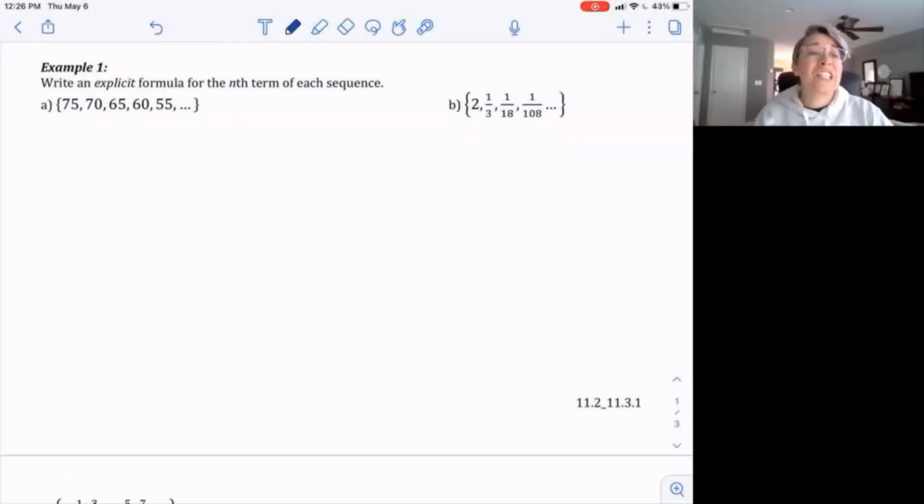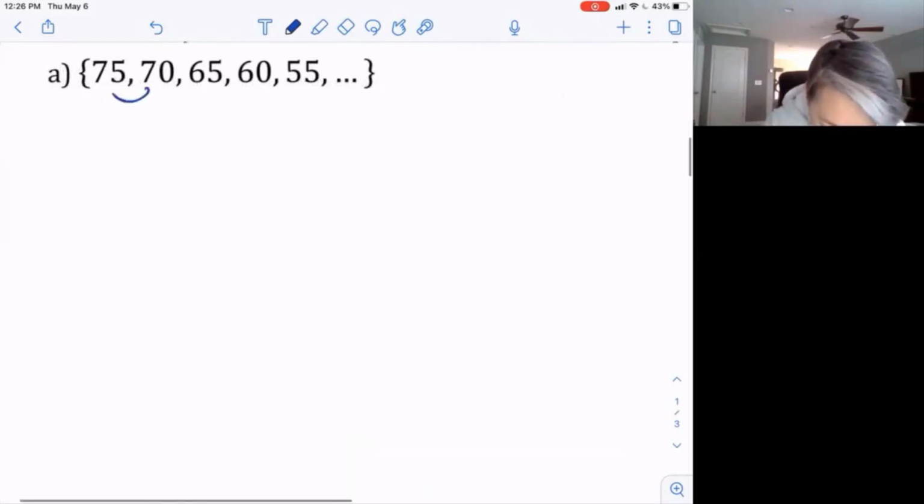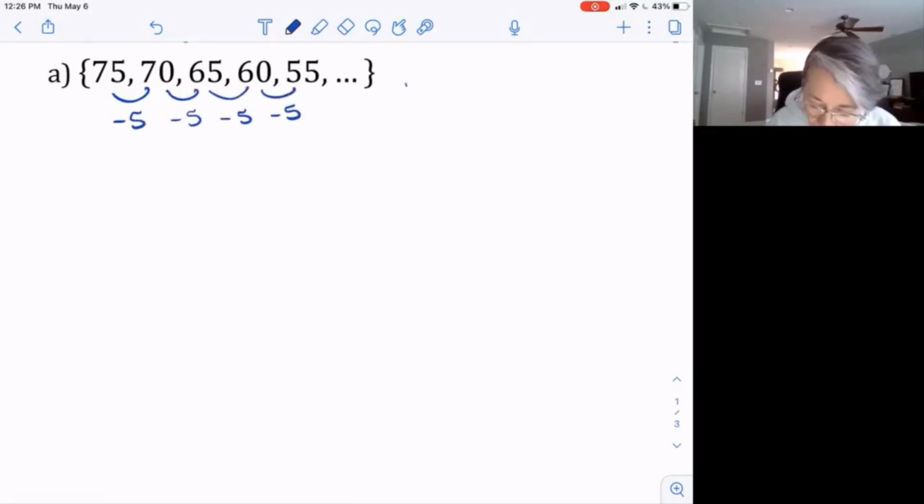So we want to write an explicit formula for the nth term of each sequence, which means we first have to determine, is it a pattern that is linear, where you're adding or subtracting the same number every time, or is it exponential, where you're multiplying or dividing by the same number every time? So if we focus on A, we seem to be subtracting 5 every time. So that means we have a common difference of -5. You could take any term, subtract the number before it, 60 minus 65, -5.